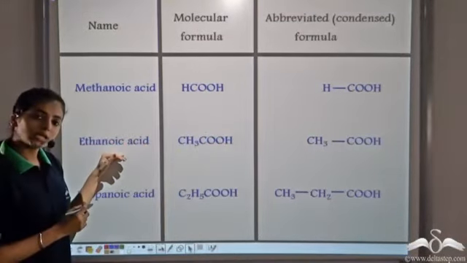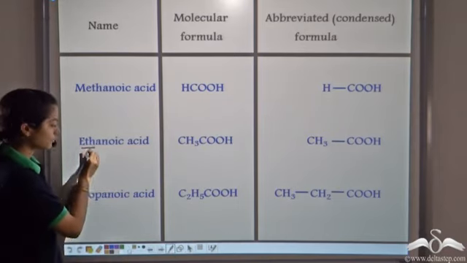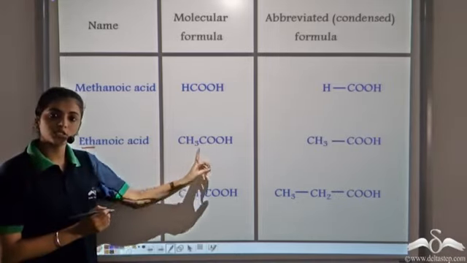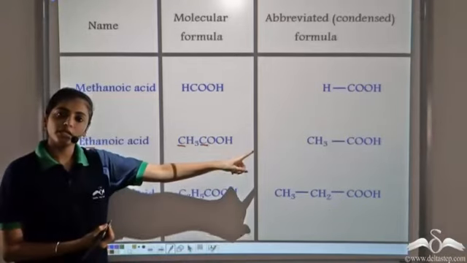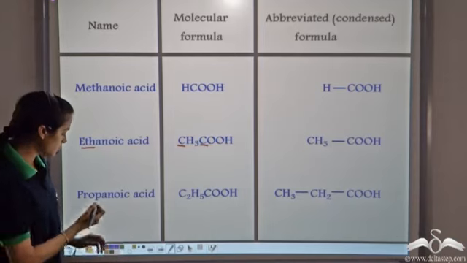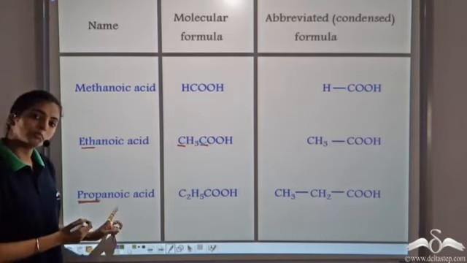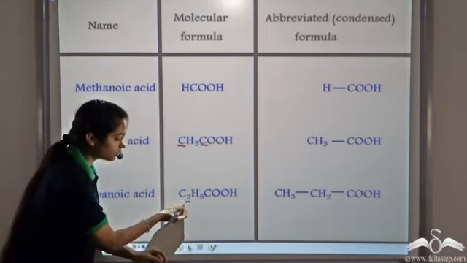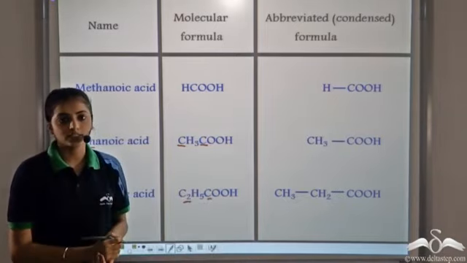Similarly, the second carboxylic acid is ethanoic acid. Eth stands for 2. The molecular formula is CH3COOH, and that is the abbreviated or the condensed formula. Similarly, for the third carboxylic acid, we know prop means 3 carbon atoms, so it is propanoic acid. The molecular formula becomes C2H5COOH, and that is the abbreviated or the condensed formula.